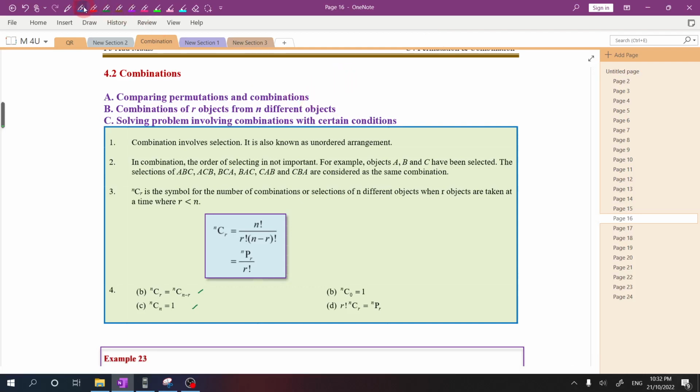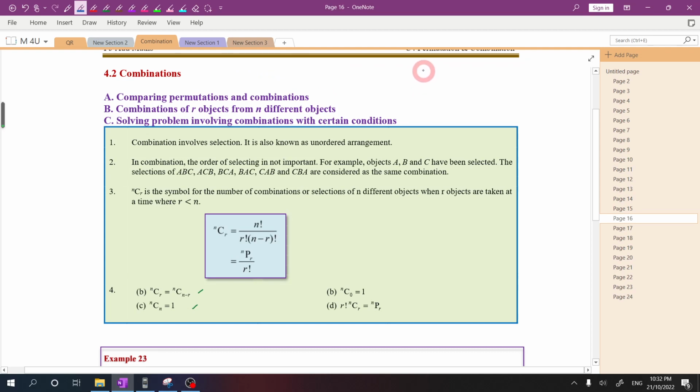Hi everybody, in this video, let's look at combinations. In combination, the order of arrangement is not important. In the previous video, I shared with you about the permutation, in which the order of arrangement is important. Okay, let's do a quick revision.